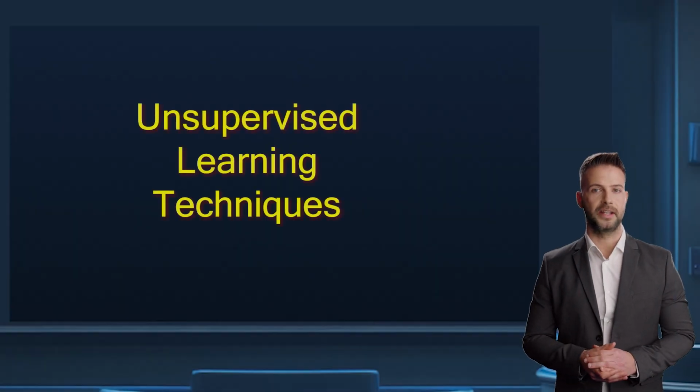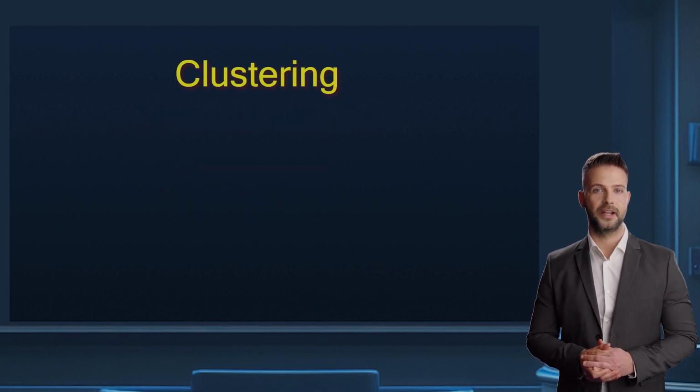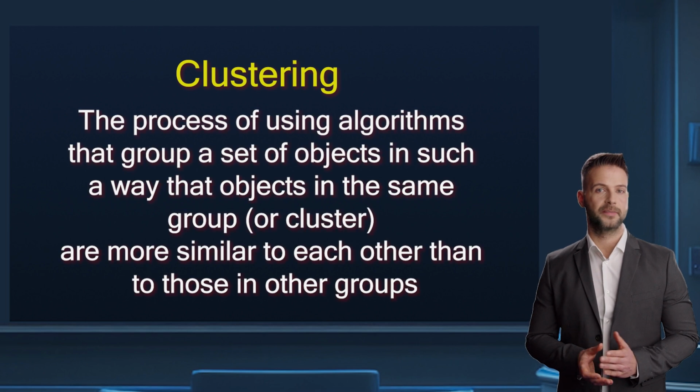Well, now that we are getting to know our unsupervised friend, let's talk about some common techniques in unsupervised learning. Let's dive deeper into clustering. Clustering is the process of using algorithms that group a set of objects in such a way that objects in the same group, or cluster, are more similar to each other than to those in other groups. It's like a computer-fast game of matching.